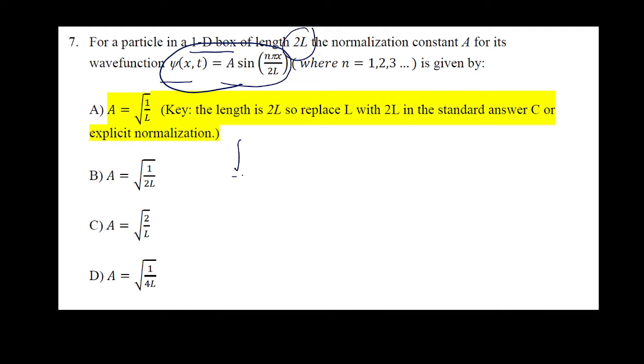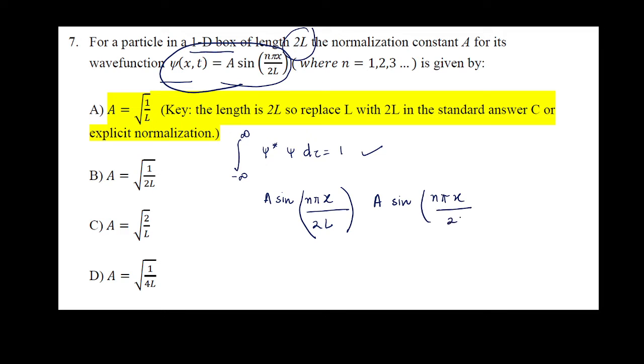We need to integrate the function from the limits minus infinity to plus infinity, psi star psi d tau, and this should be 1. This is the condition for a function to be normalized. So if our function is A sin(n pi x by 2L), we need to just write down the given equation over here. It becomes A sin(n pi x by 2L), then again A sin(n pi x by 2L). We need to integrate it within the limits, and it's a box of length 2L, so basically 0 to 2L is the limits.